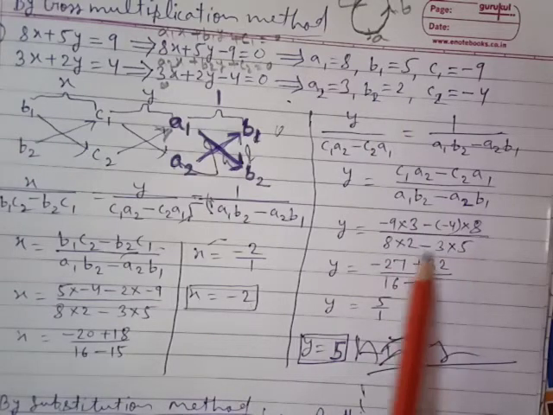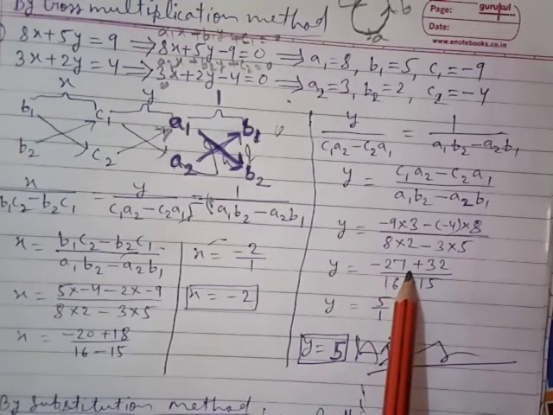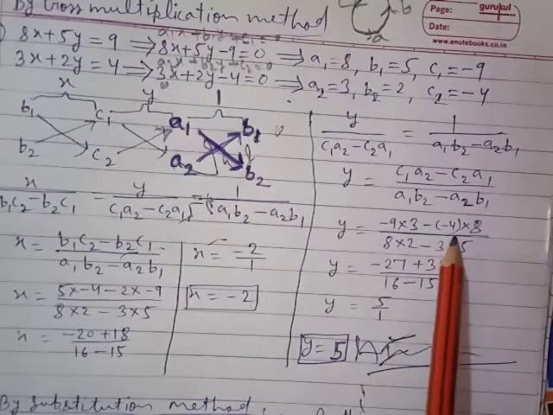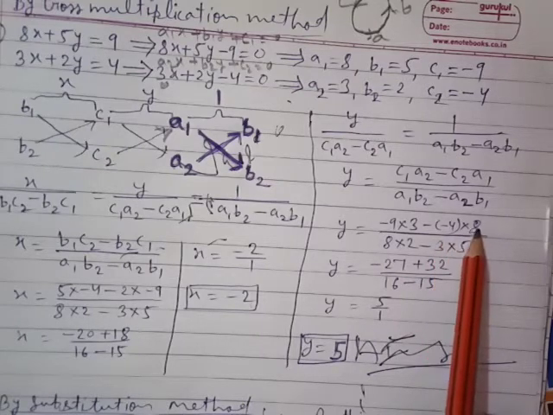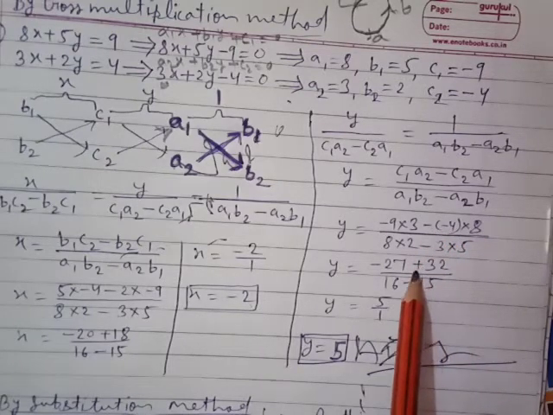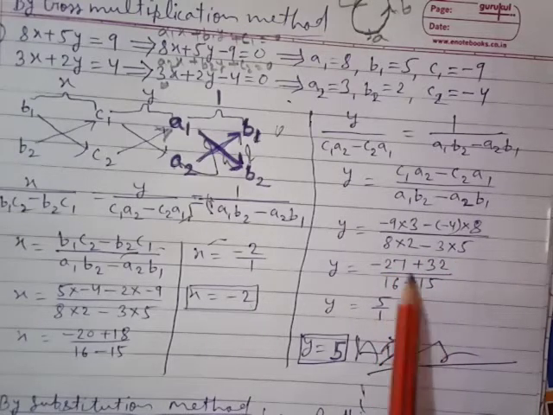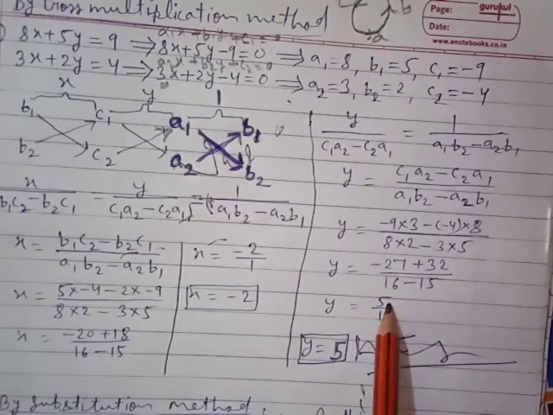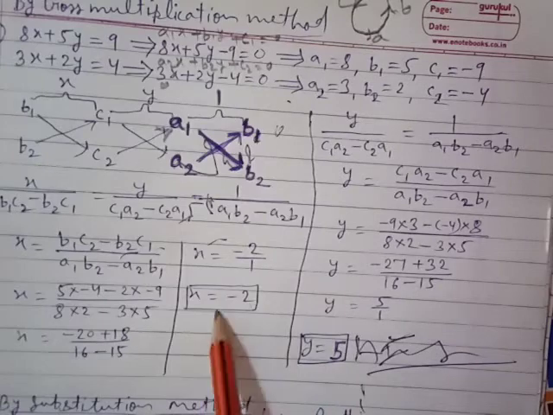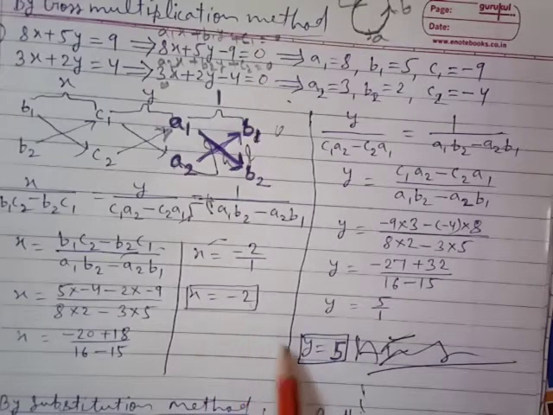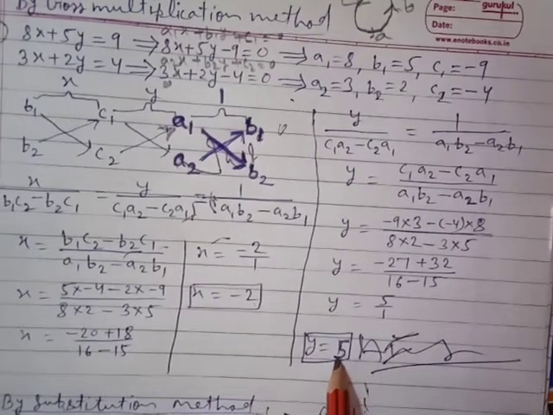So put here 5. So minus 9 into 3 is minus 27, minus 4 into 8 is 32, but minus into minus is plus, so minus 27 plus 32, and 8 into 2 is 16 minus 15. Minus 27 plus 32 will come 5, and 16 minus 15 is 1. So y equal to 5 upon 1, y equal to 5. So the value of x is minus 2 and the value of y is 5.